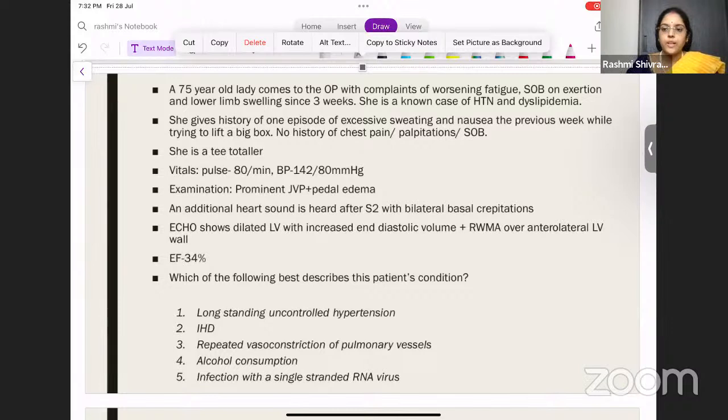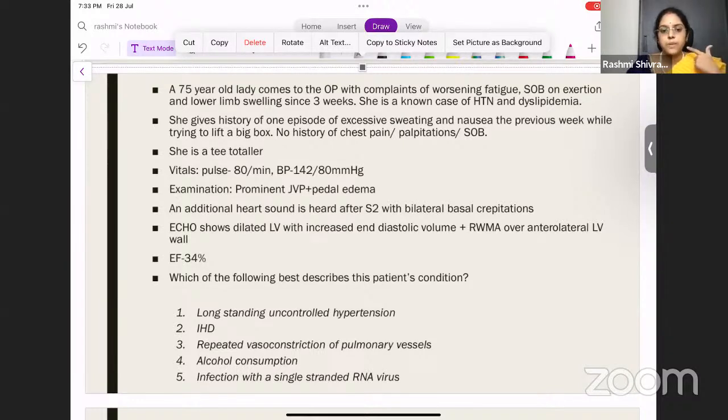Before we go in, as usual, we'll begin with a question for which we'll discuss the answer later. A 75-year-old lady comes to the OP with complaints of worsening fatigue, shortness of breath on exertion, and lower limb swelling since 3 weeks. She's a known hypertensive and hyperlipidemia patient. She gives a history of one episode of excessive sweating and nausea the previous week while she was trying to lift a very big box. There was no history of chest pain, palpitations, or shortness of breath at that point of time. She is a teetotaler. Her vitals were normal. Pulse was 80 per minute. BP was 142 by 80 millimeters of mercury.